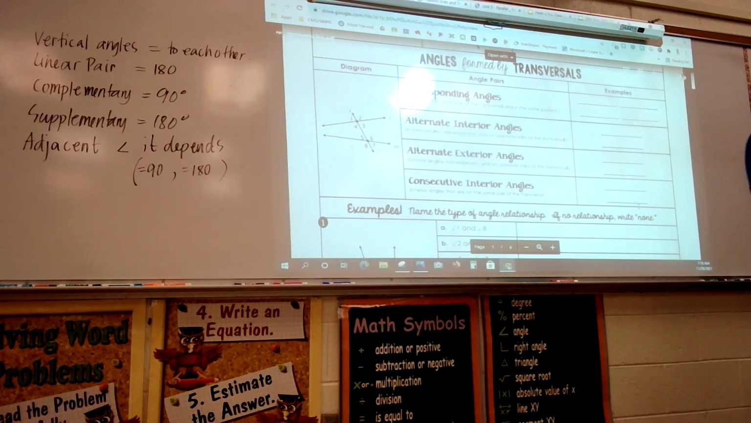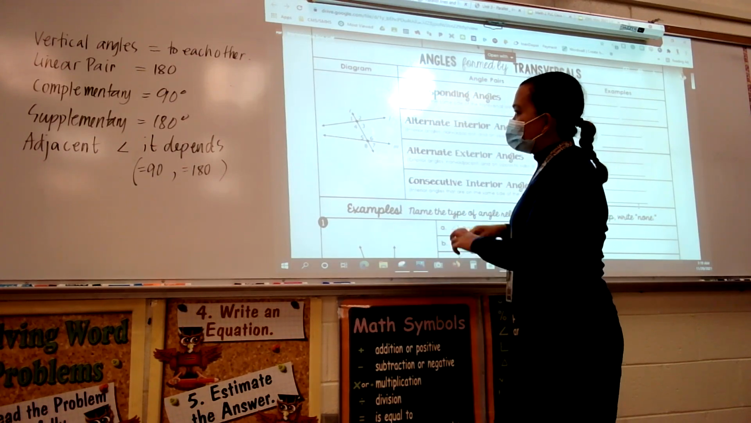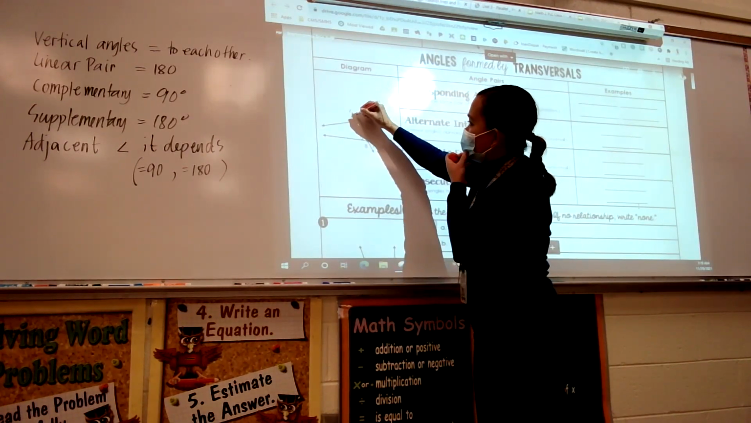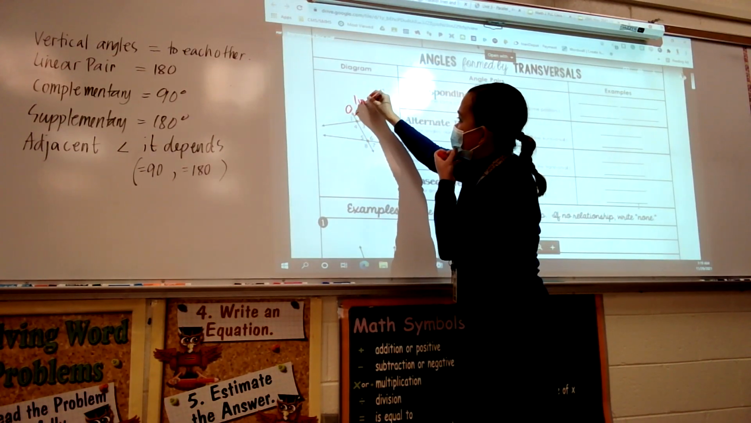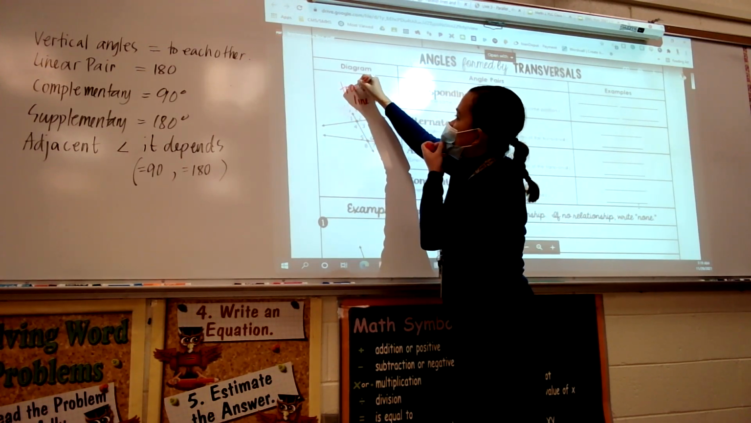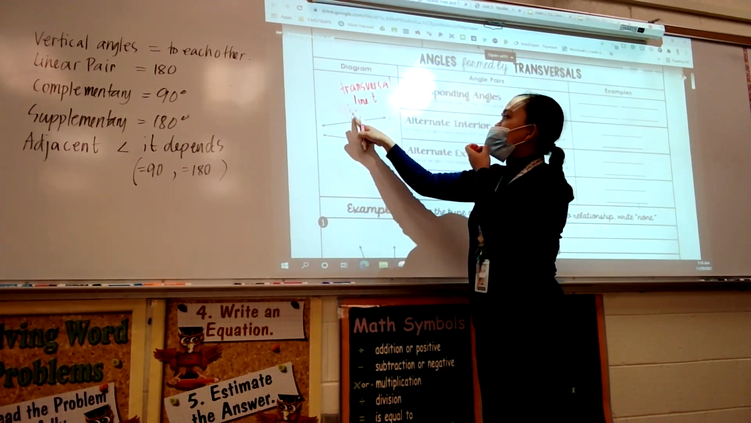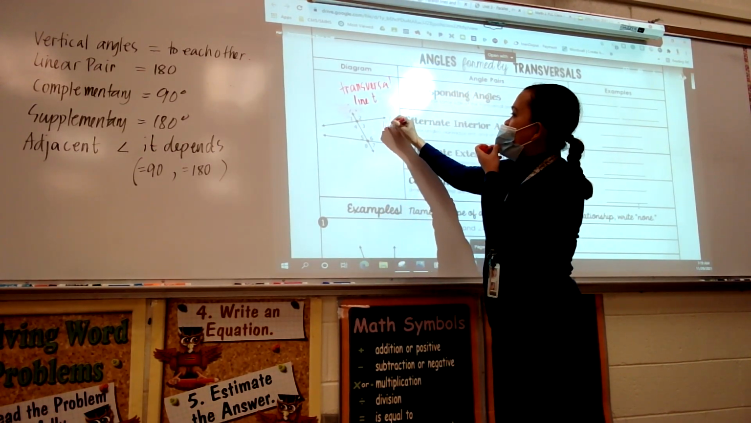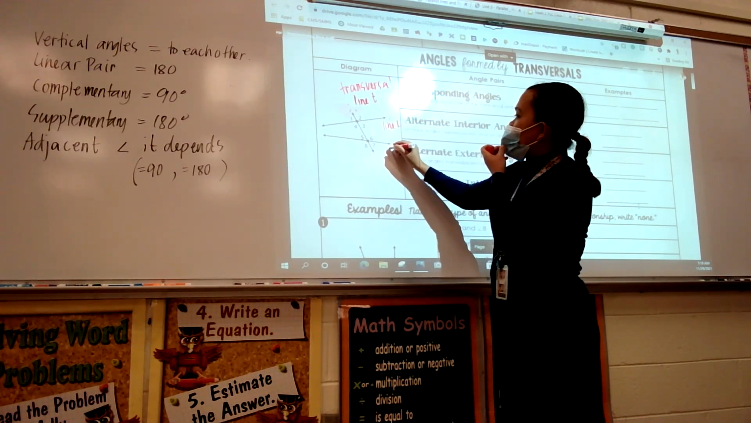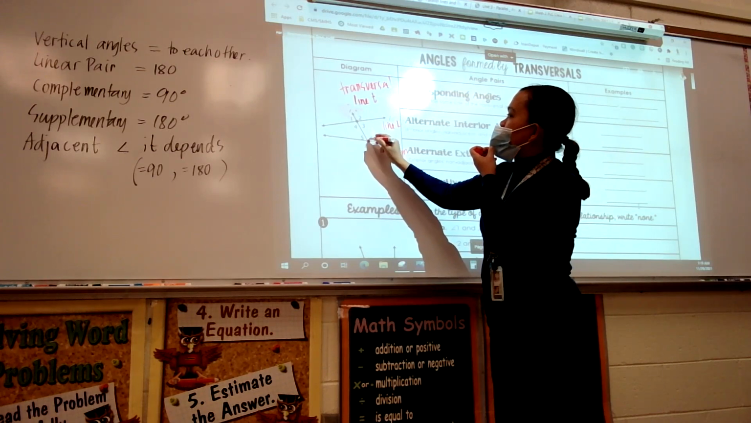You understand? Sarah, you got that part? Okay. For instance, in this case, your transversal is T, line T. This is your transversal, which means that this line bisected line L and line M in different points.